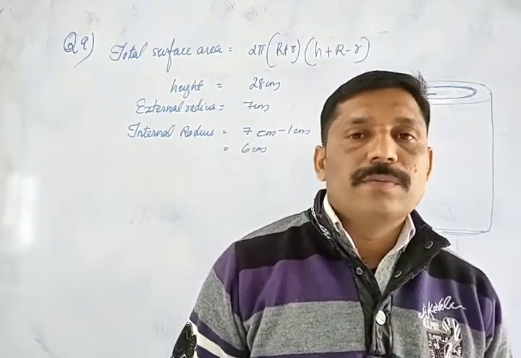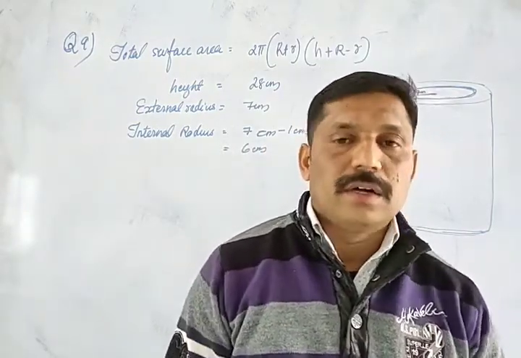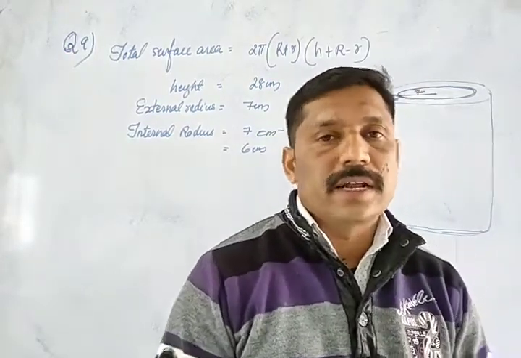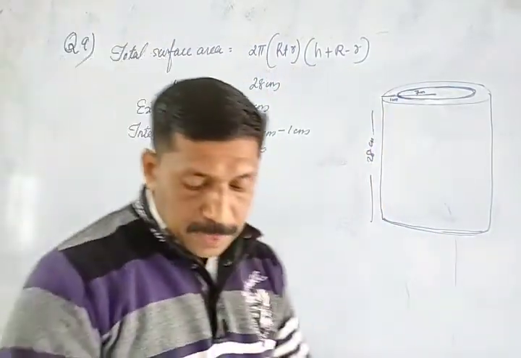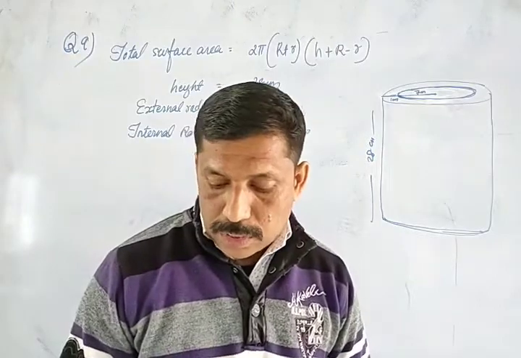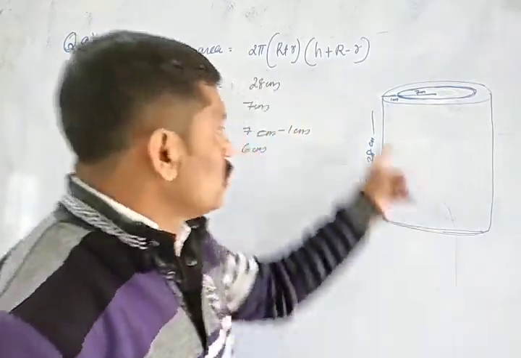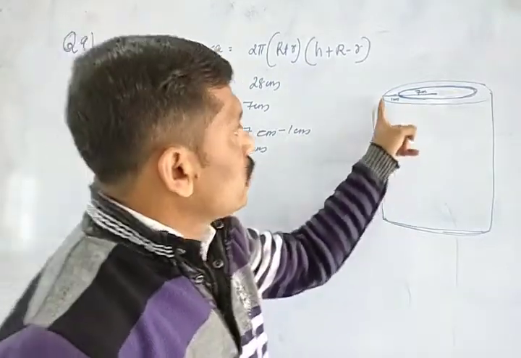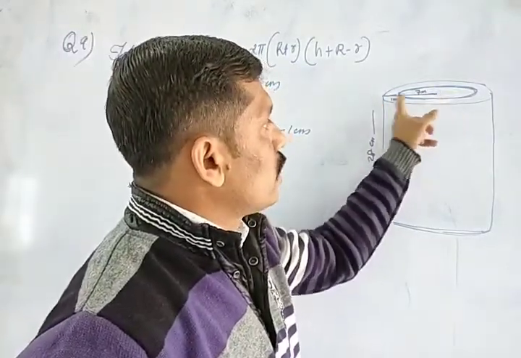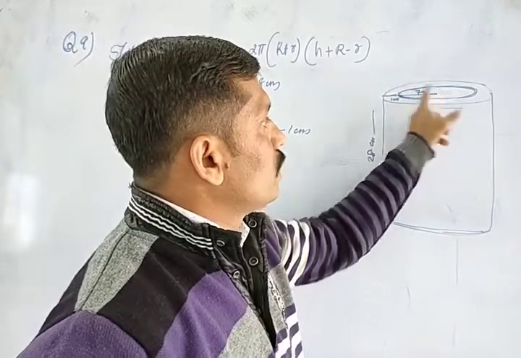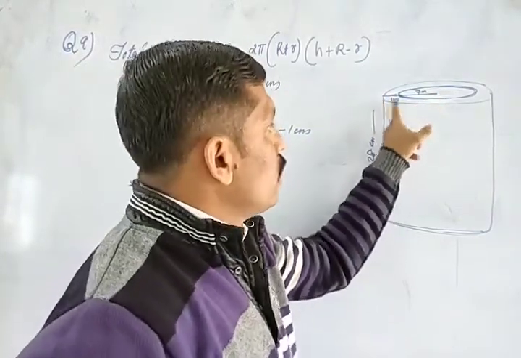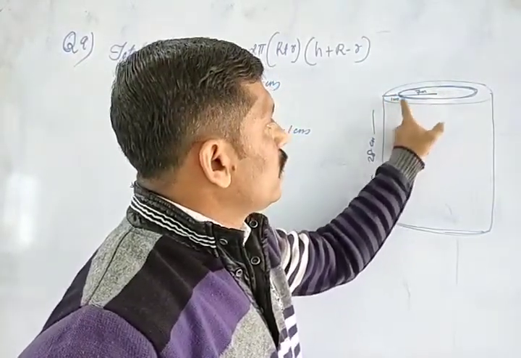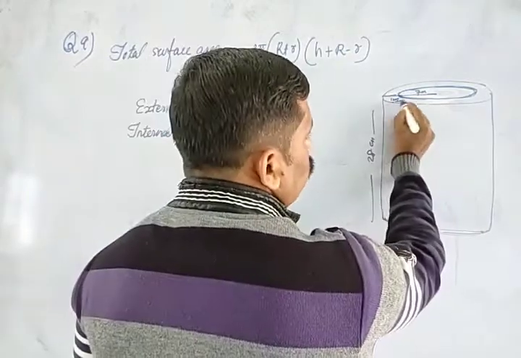So we must know big R, the external radius, and the internal radius. In this question, for the hollow cylinder, its length is given. That means the length of the cylinder is given. You can see here, and its external radius is given. External radius 7 centimeter. That means here to here it is 7 centimeter. And internal radius is not given, but the thickness of this part is given. This part is 1 centimeter.